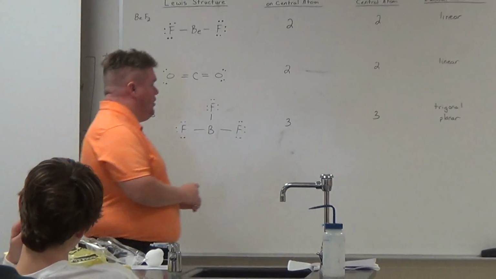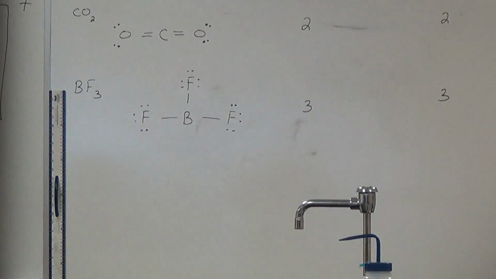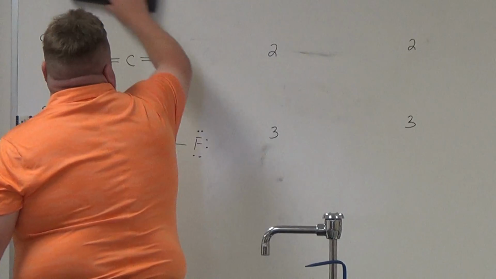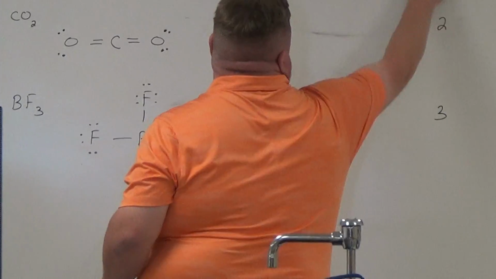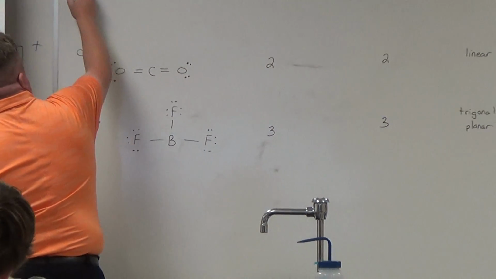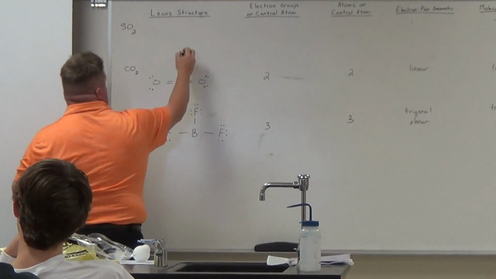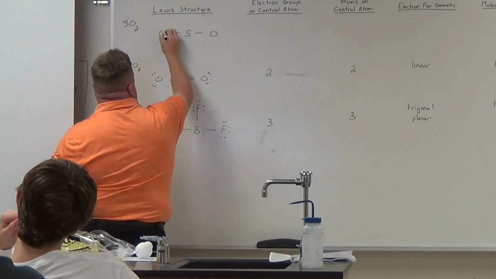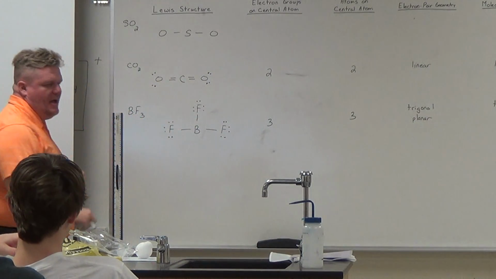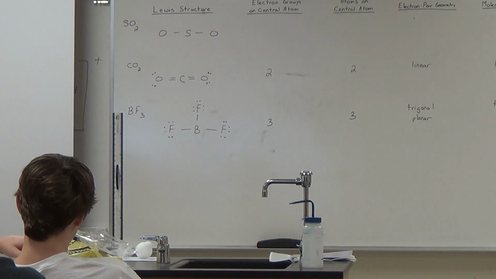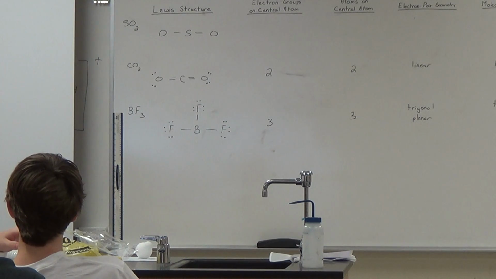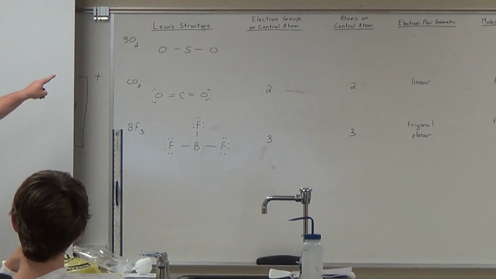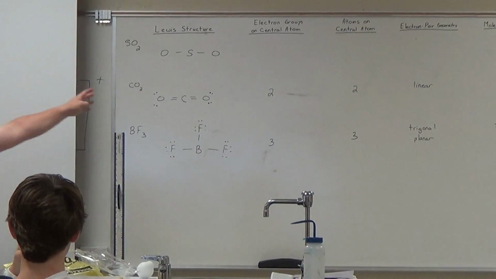All right, what's the next one? SO2. So your central atom will be sulfur. Got a couple oxygens in there. How many pairs of electrons am I going to get here? 18 electrons total, so 9 pairs. I use 2 for my single bonds. So how many do I have left then?